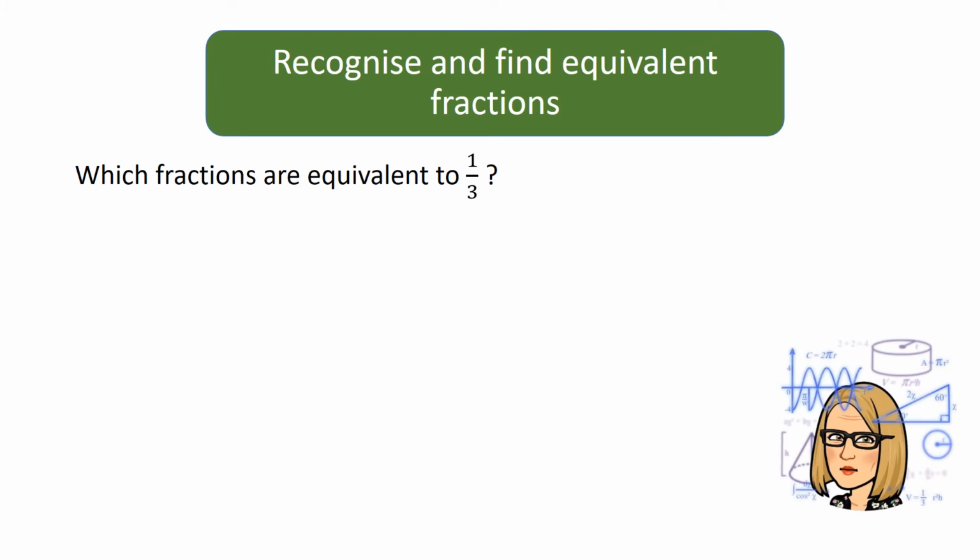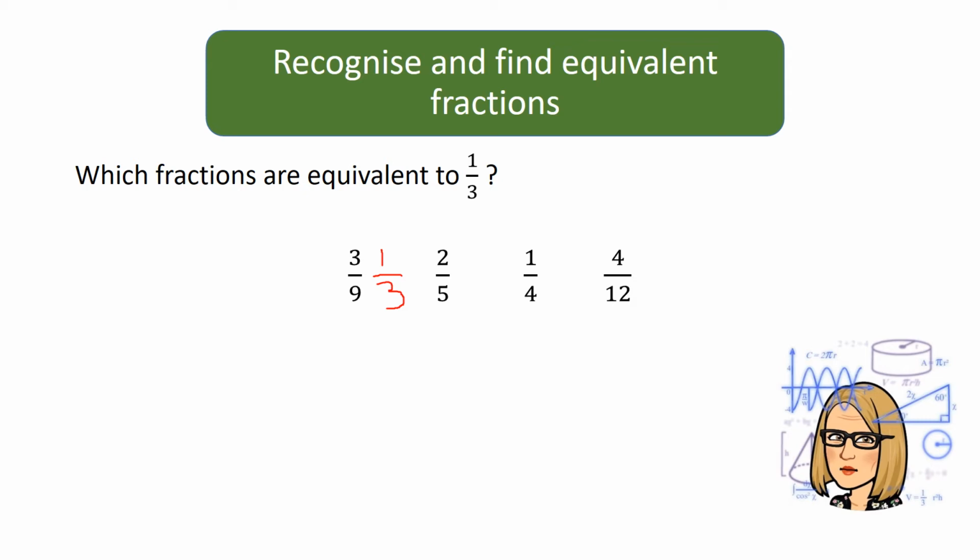Here's some for you to have a go at. Which fractions in this list are equivalent to a third? So here I've got 3 over 9. 3 and 9 are both in the 3 times table. 3 divided by 3 is 1. 9 divided by 3 is 3. So 3 over 9 is equivalent to a third. It does mean the same thing.